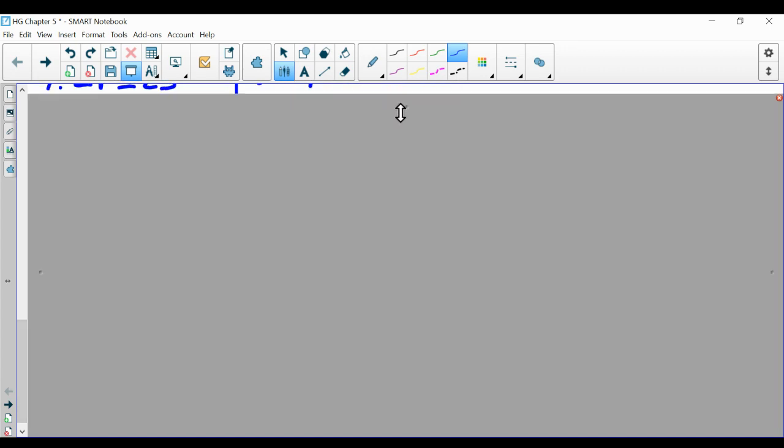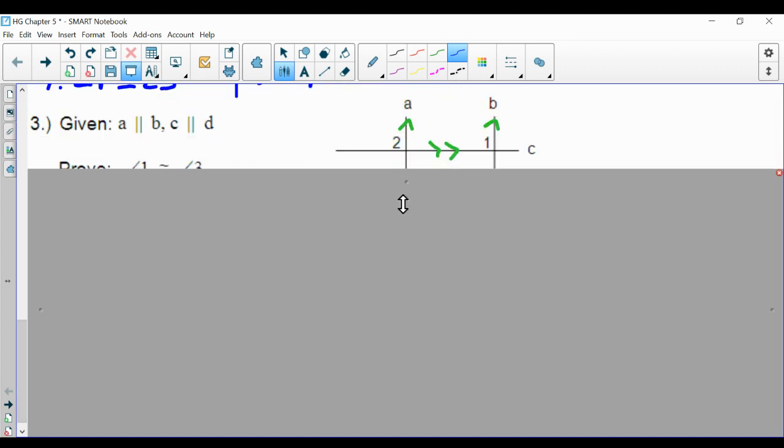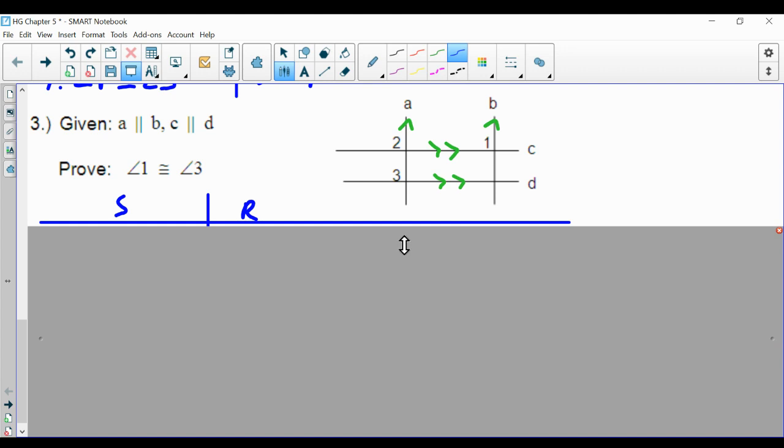All right. And then our last one on this page, this time we no longer have the straight quadrilateral. Now we just have lines, right? So we have A is parallel to B, and then C is parallel to D. So you can, again, see the arrows denoting that. And we want to prove that angle 1 is congruent to angle 3.